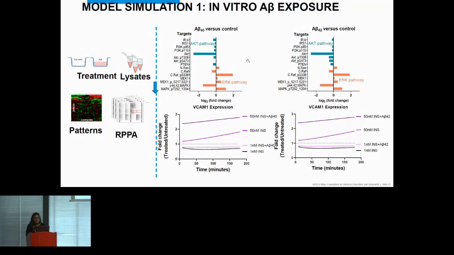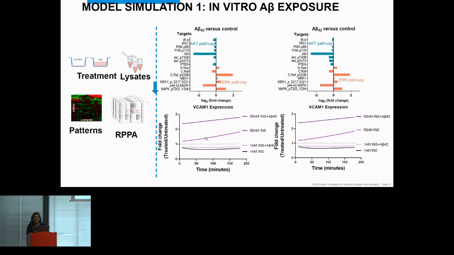This is the summary of these particular proteins from the RPPA array assay when we looked at the A-beta versus the control. And then looking down here, this is the time-dependent data. As you can see, at 1 nanomolar insulin, the VCAM expression is very low, as expected. And when it's treated with A-beta 40, our VCAM1 expression went up a little bit.